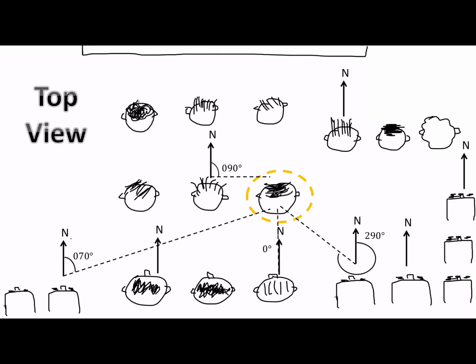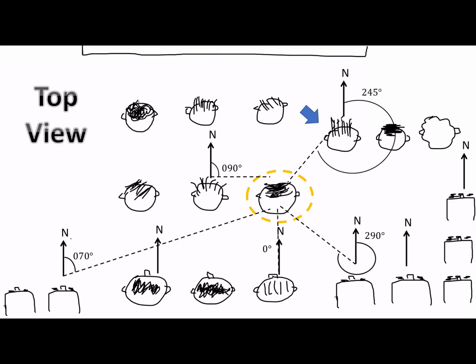Okay, one last one. Who's the lucky one? This dude here. The north line is drawn, then the line of sight. The bearing is from the north line to the line of sight in a clockwise manner. So this one is roughly 245 degrees.